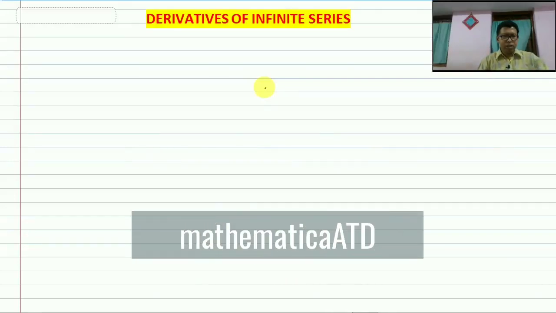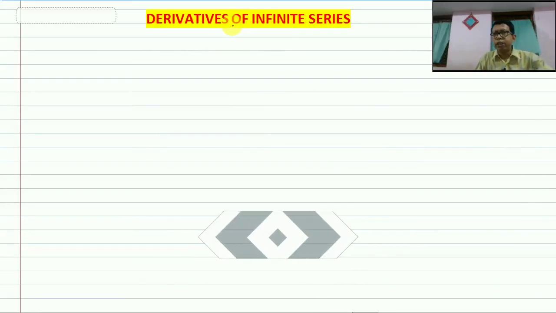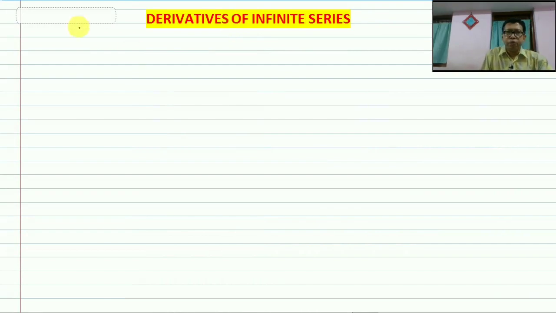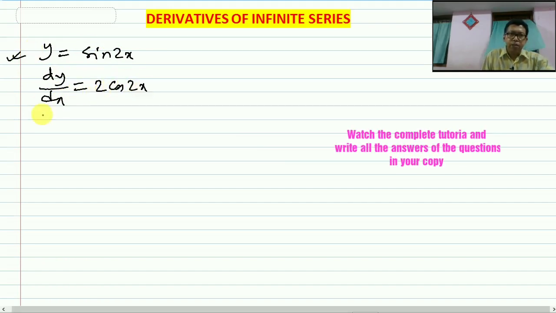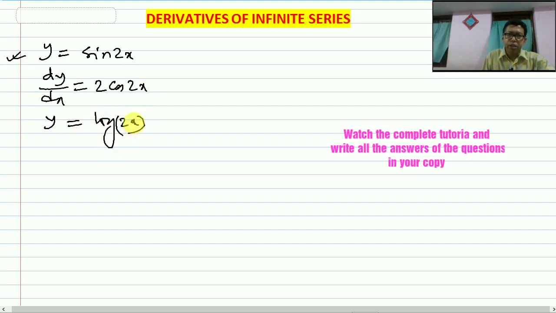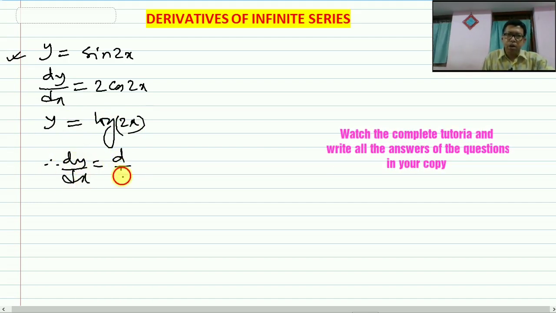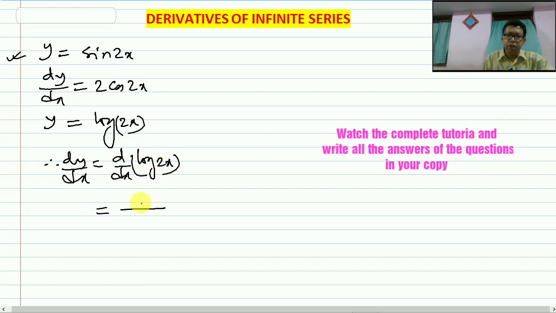Dear students, till now we have learned how to differentiate algebraic functions and trigonometric functions. For example, if y is equal to sin of 2x, then obviously dy/dx is equal to 2 cos of 2x. You also learned how to differentiate a logarithmic function, say log of 2x. Using the chain rule, dy/dx is d/dx of log of 2x, which is 2 divided by 2x, equal to only 1 upon x.